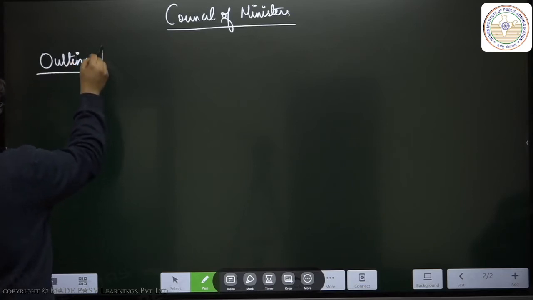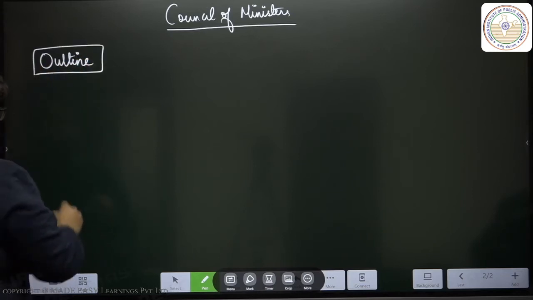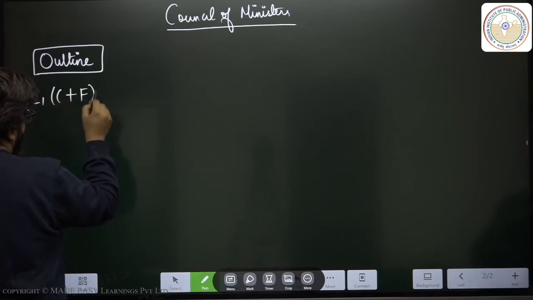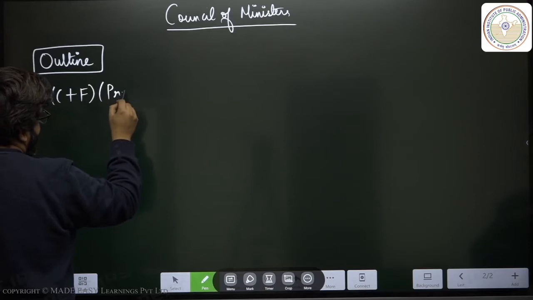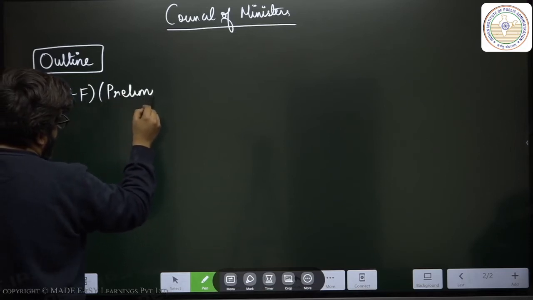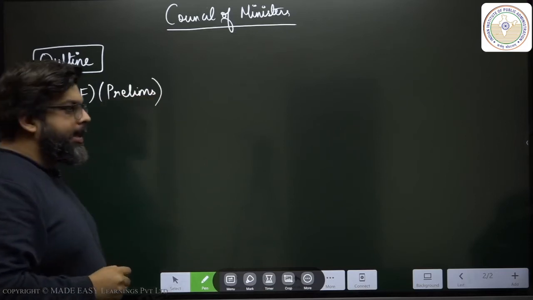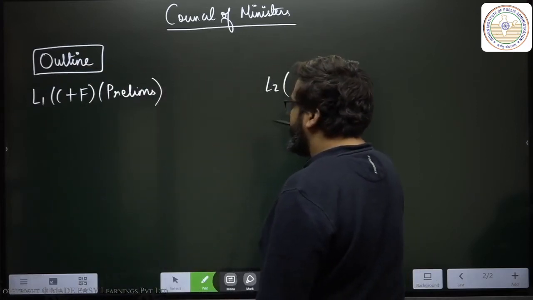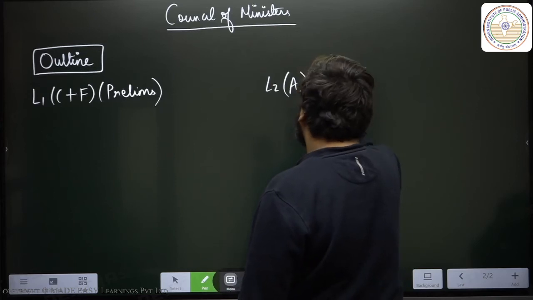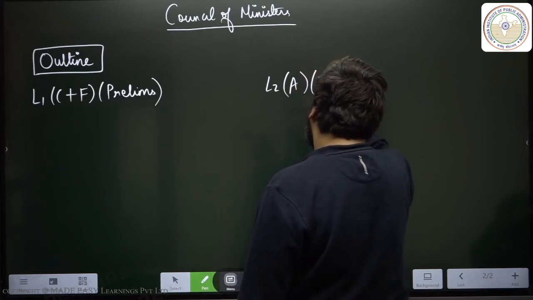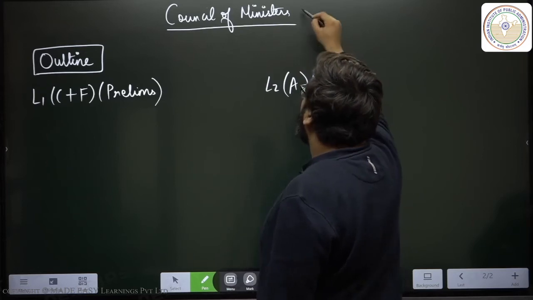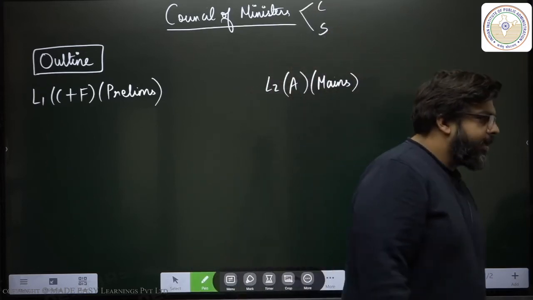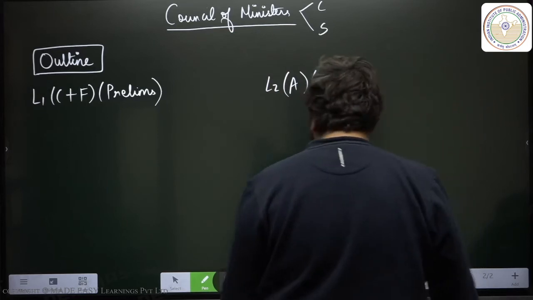The outline. Layer 1, which is conceptual and factual and therefore important for the prelims, and layer 2, which is analytical in nature and therefore important for the mains. And we're going to discuss the Council of Ministers respectively for the center and the states.